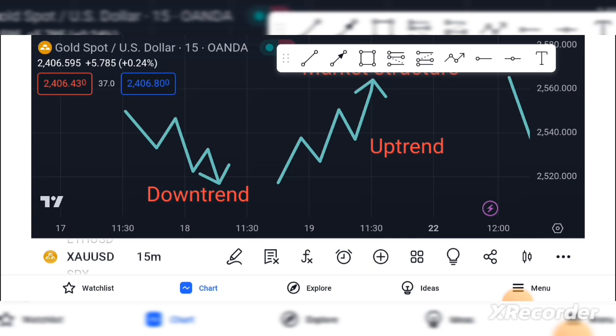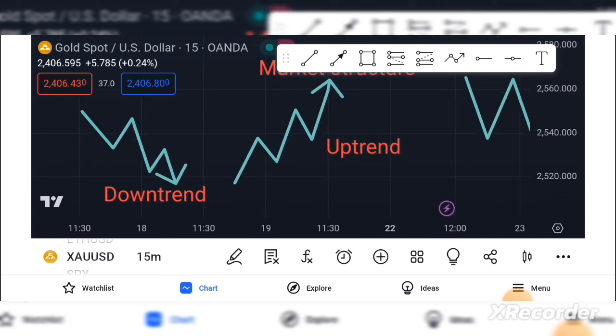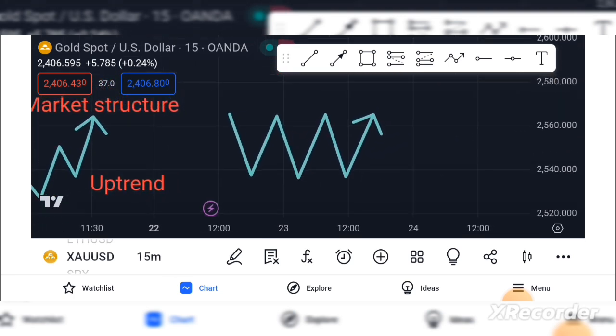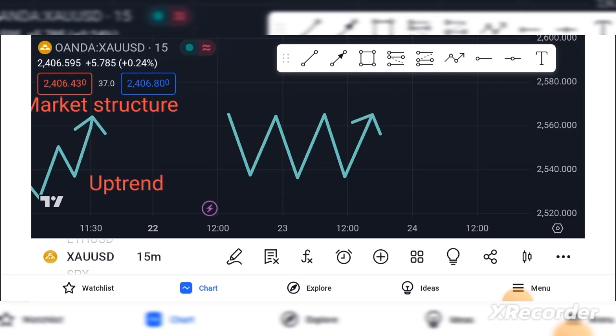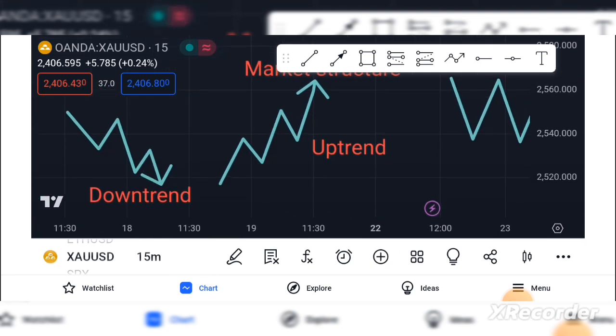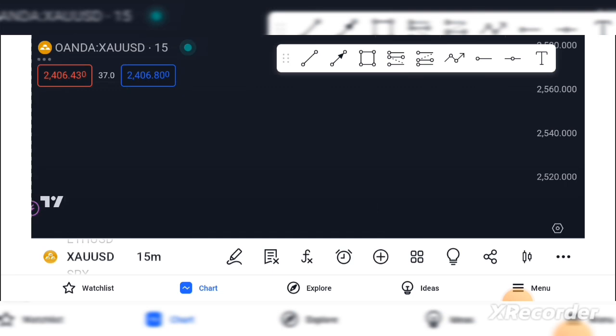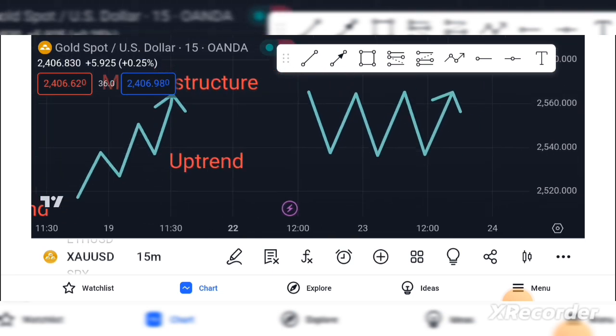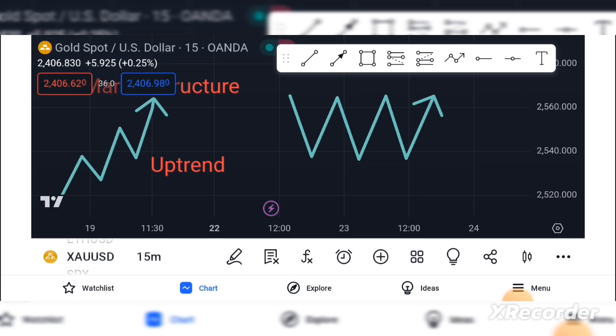So this is an example of an uptrend. As I said before, we only have three types of market structure: downtrend, uptrend, and a consolidating market or a sideways market. You can see this one is moving up and this one is moving down. This one is moving down, this one is moving up, and this one is consolidating. And in all these, there is a support and resistance. Support is just like a ground and resistance is just like a ceiling.